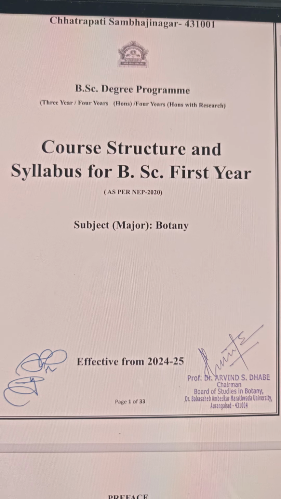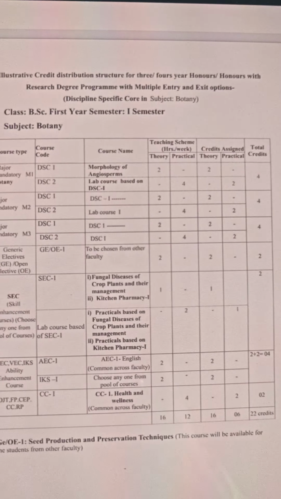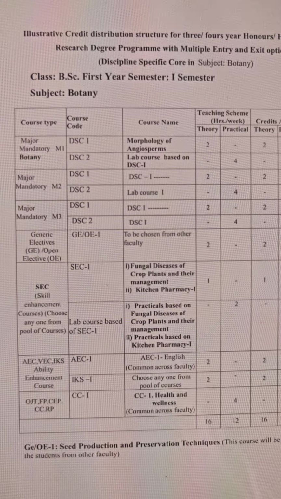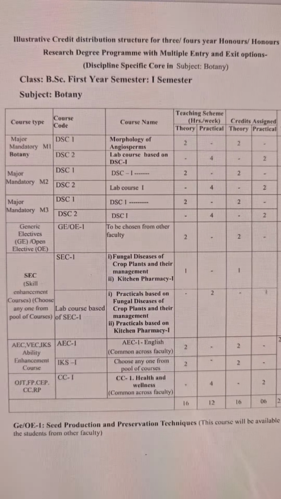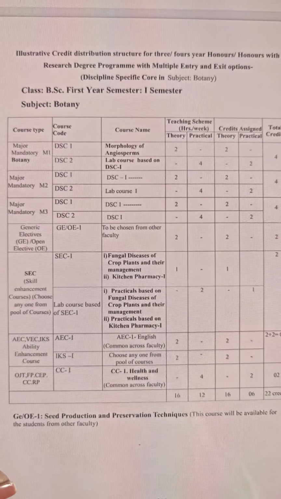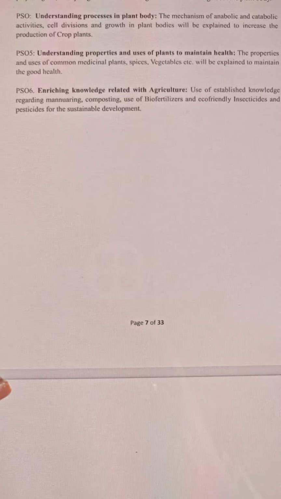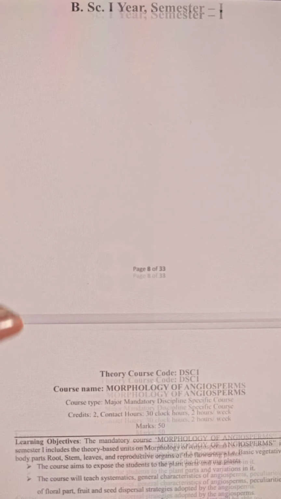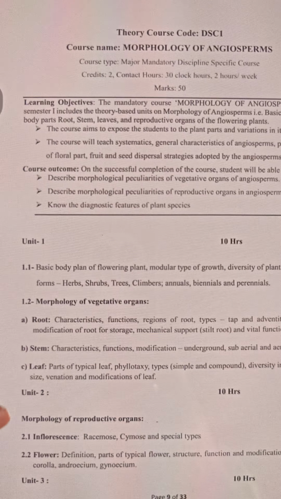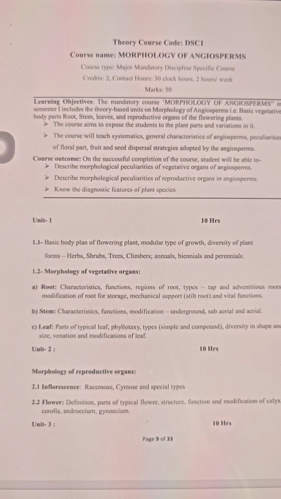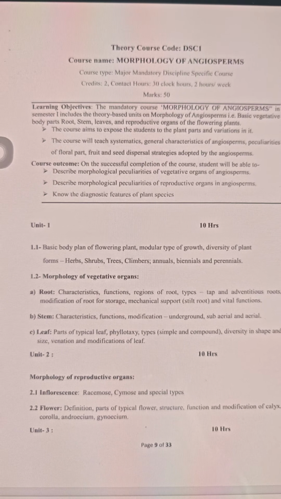So, if you just see our syllabus, in this you will find that our first paper, that is Morphology of Angiosperm, is one of the compulsory papers which you need to study. So today we will discuss what is there in the syllabus of the first paper, that is Morphology of Angiosperm. As the name says, it is all regarding the angiospermic plants, their morphological features.